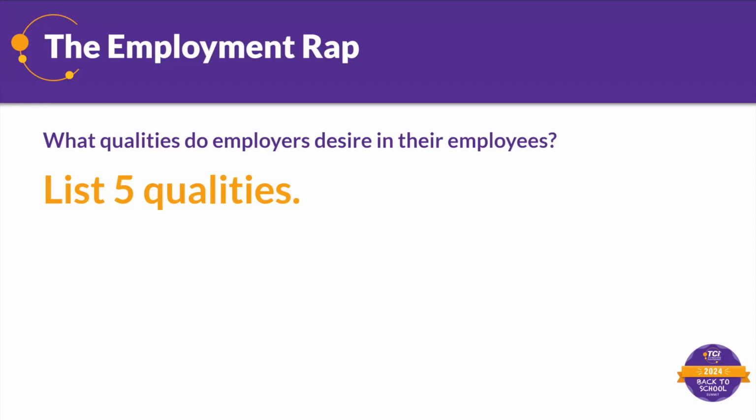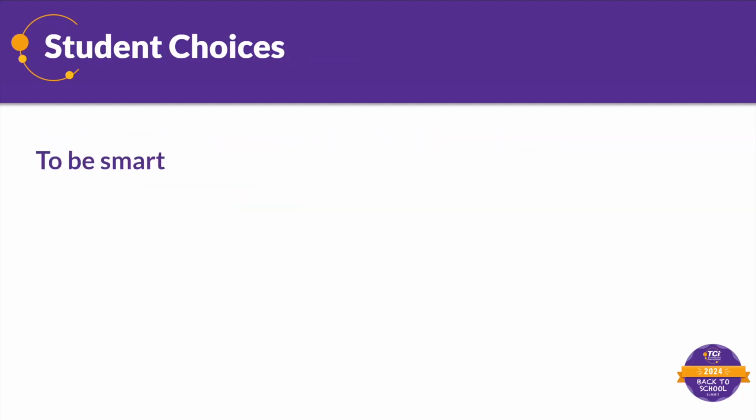Hopefully they're going to have a job someday and they should think about this. I want them to write 5 on their own right now in just 2.5 minutes. I go right on the board. Some kid, this is an example. Some kids will always say to be smart.